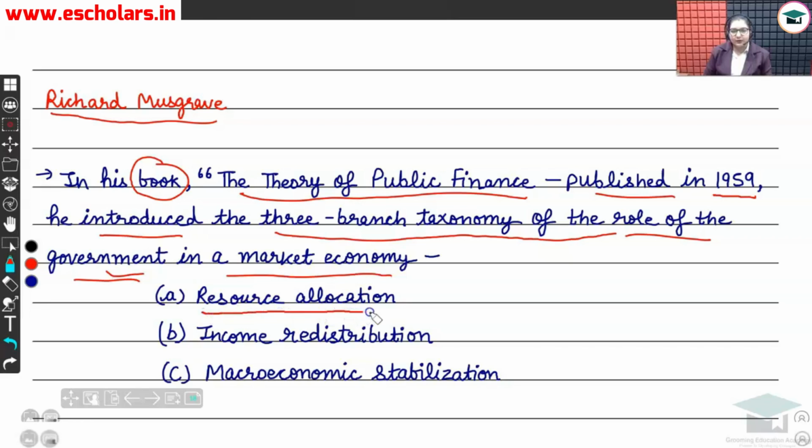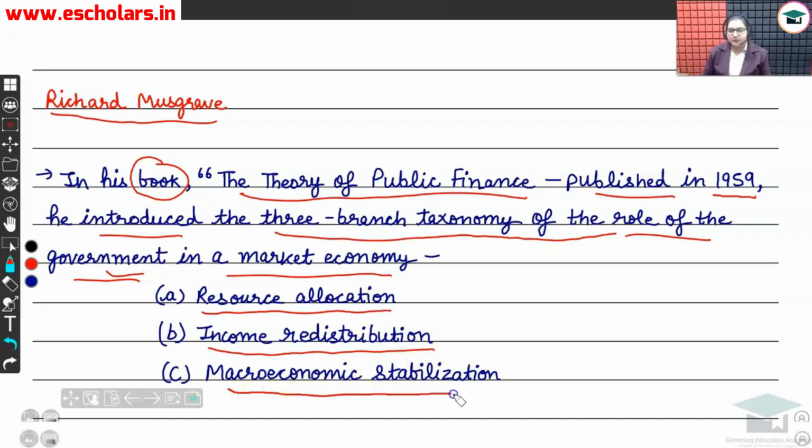first, resource allocation, that is distributing the resources in order to generate goods and services in such a way that it will lead to less wastage of resources. That is, there should be optimal allocation of resources in the economy. Next, income redistribution, that is the income should be redistributed in a fair way in order to reduce the inequalities of income and wealth among the people living in the economy.